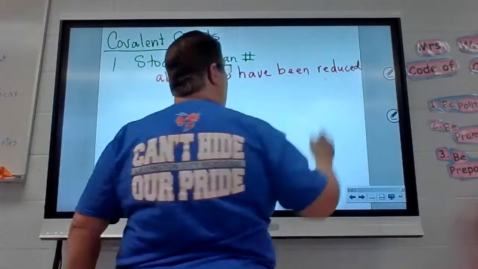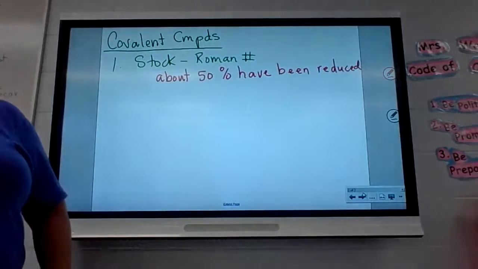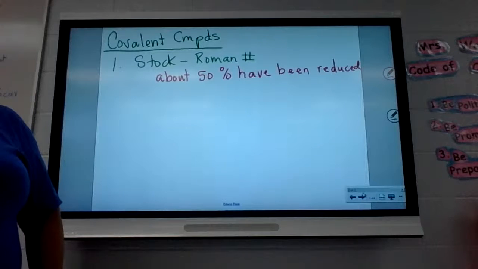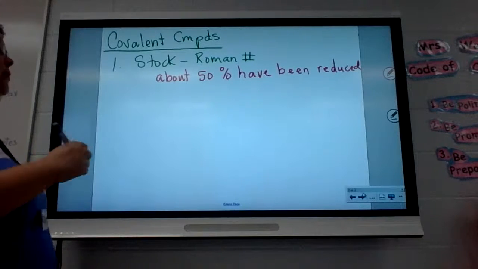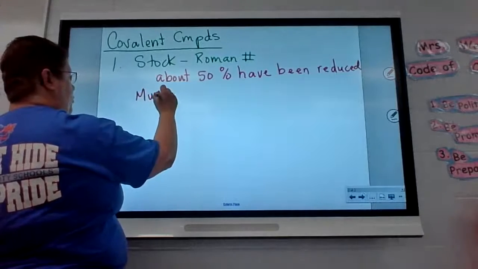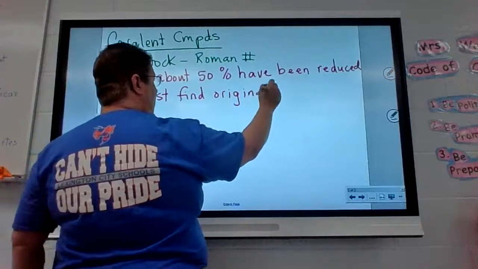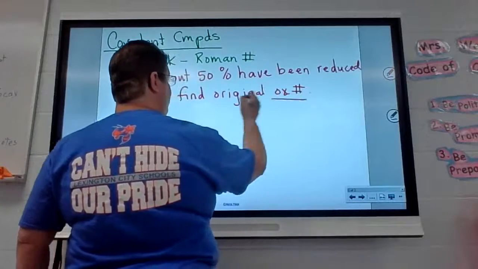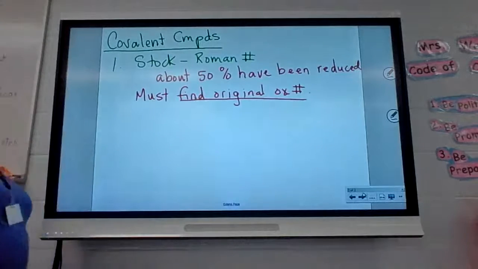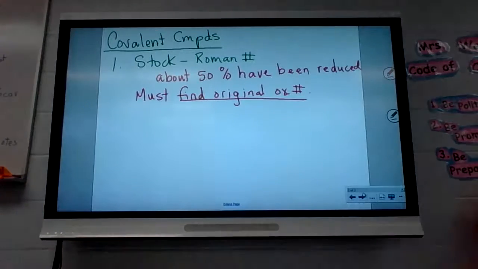So that teaser that I gave you yesterday, I want to say it was Michaela who asked me this question, but I can't swear to it. All right, about an oxidation number that was on the chart and it went away somewhere in the formula and we had to figure out what it used to be. A lot of these compounds have been reduced and we need the original oxidation number. So you must find the original oxidation number. That's the downside to the stock system for covalent.